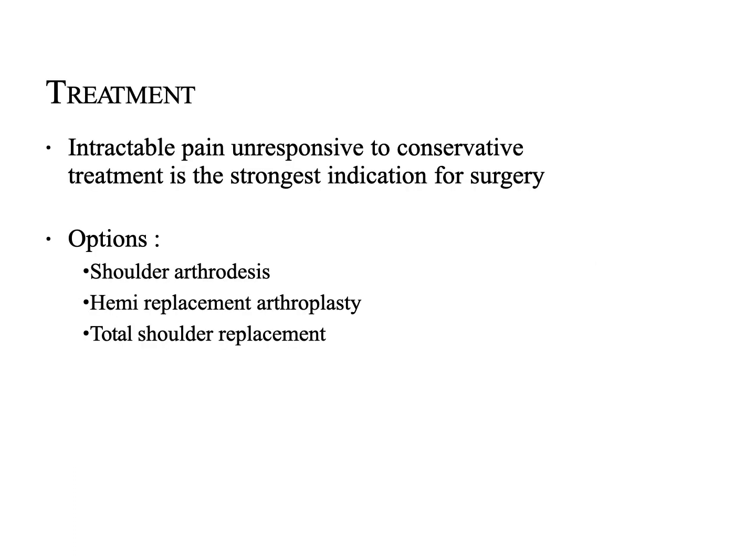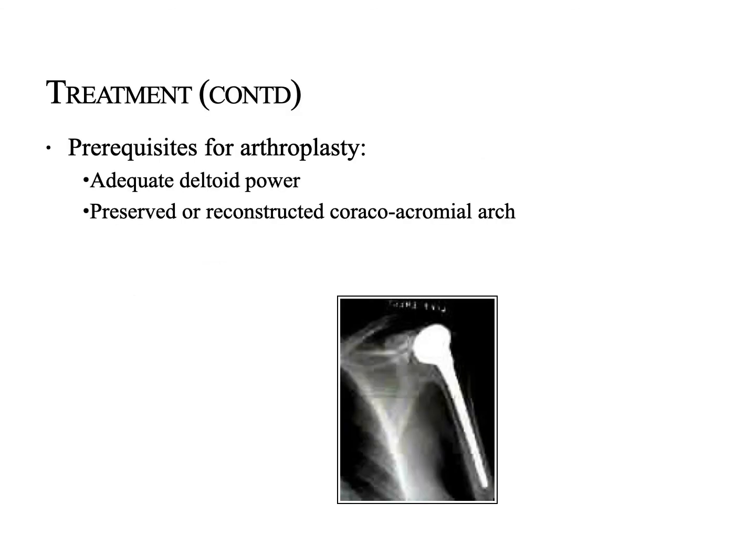For treatment, intractable pain unresponsive to conservative treatment is the strongest indication for surgery. Options are shoulder arthrodesis, hemireplacement arthroplasty, or a total replacement of the shoulder. Prerequisites for arthroplasty are adequate deltoid power and a preserved or reconstructed coracoacromial arch.